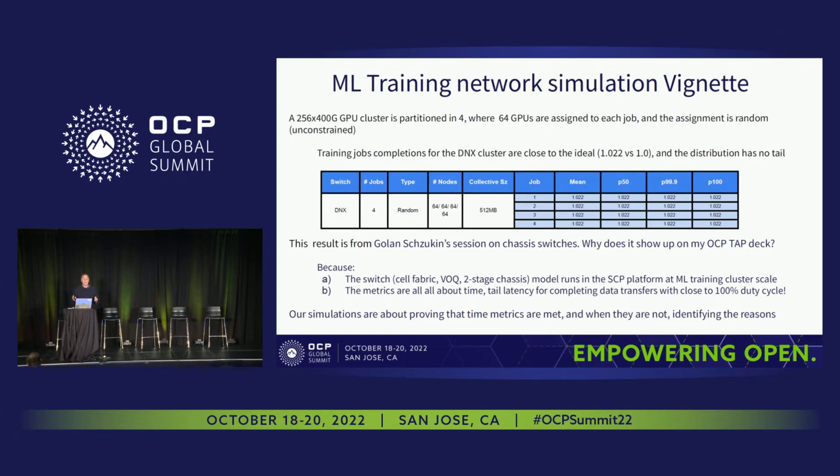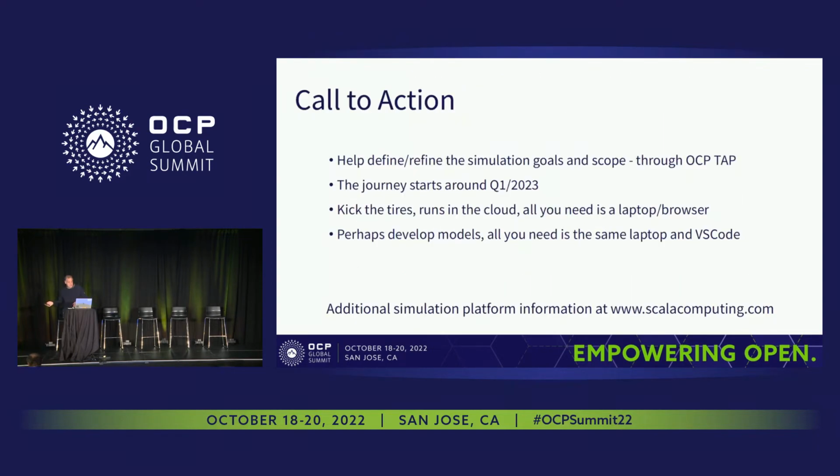When you think about ML, it's not bursty on-off. It's 100%. ML is like you want to go somewhere, but everybody wants to go everywhere, all of them at the same time, at 100% duty cycle. There is no harder workload than ML training. And that's exactly what we simulated using the platform.